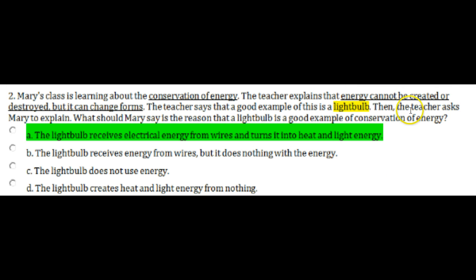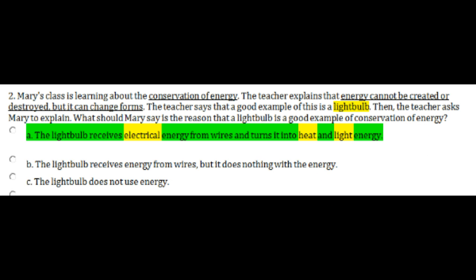Then the teacher asked Mary to explain. What should Mary say is the reason that the light bulb is a good example of conservation of energy? Well, the light bulb receives electrical energy when she plugs in the cord. So it's electrical energy from the wires, and it turns it into heat and light. We call that an energy transformation. And that energy transformation could be written like this.